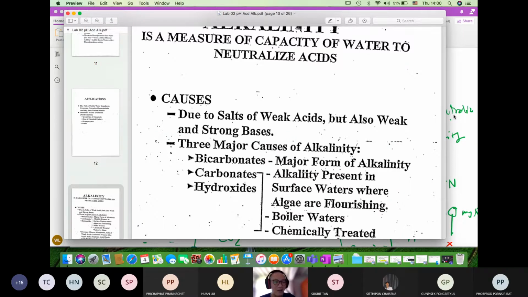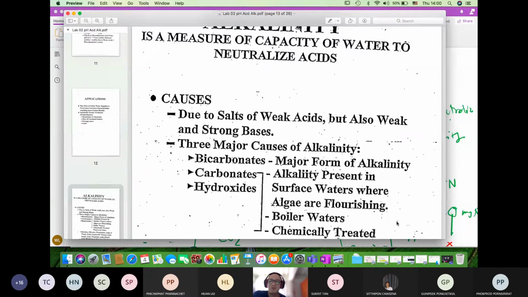Do you know the buffer system caused by weak acids and salts of weak acids, or the buffer system caused by weak bases and salts of the bases? Have you ever heard about the buffer system in chemistry? Has anyone ever heard about the buffer system? What is the definition of the buffer system in acid-base? You have learned it.